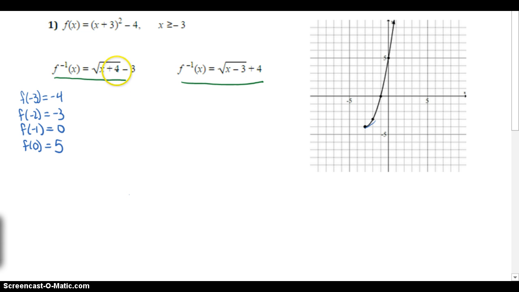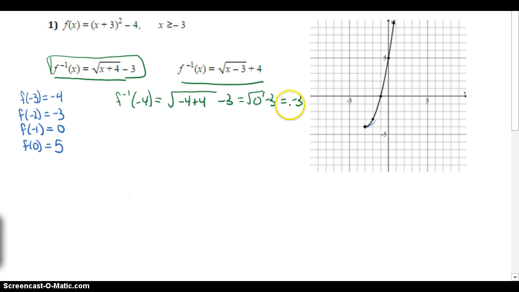So basically, I'll start with the first one I see, which is this guy. And if I plug in that -4, does it spit out a -3? Does it turn -4 back into what it was beforehand? Grouping symbol first, that gives us the square root of 0, which is 0 minus 3 equals -3. That's pretty promising. This turned -4 back into -3.